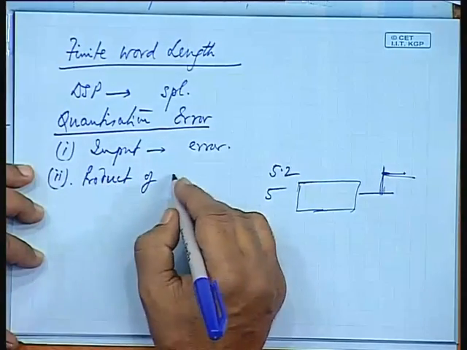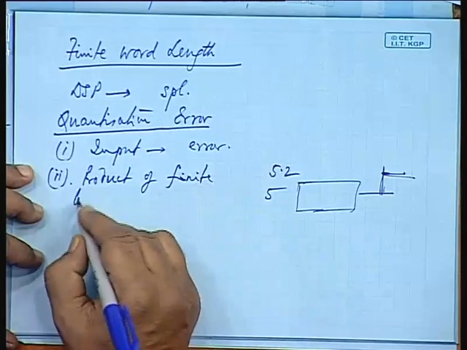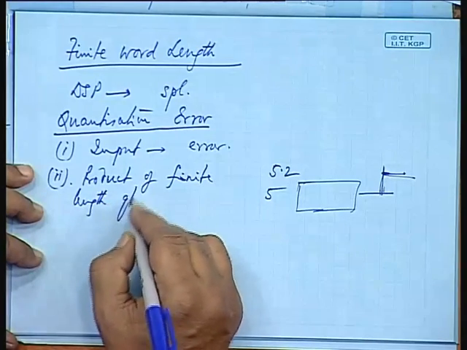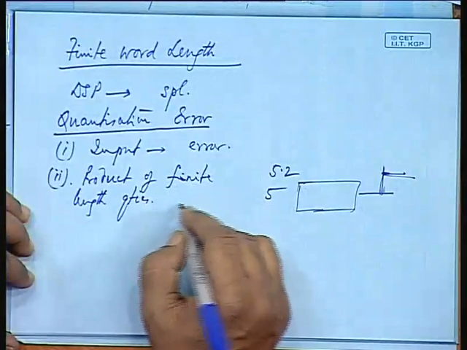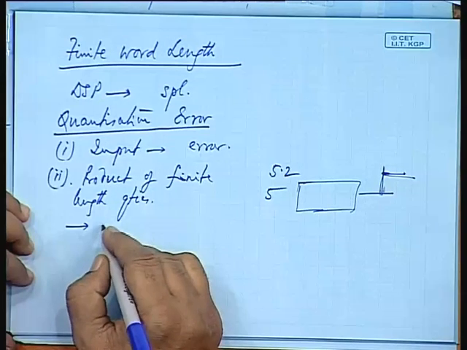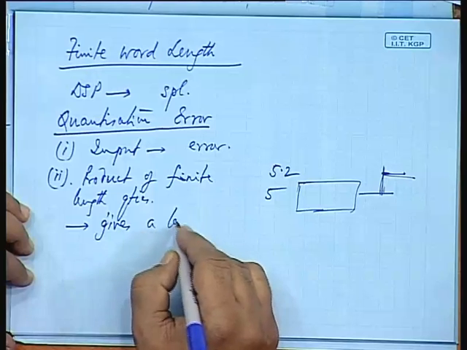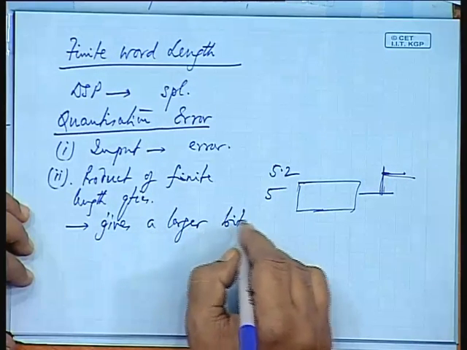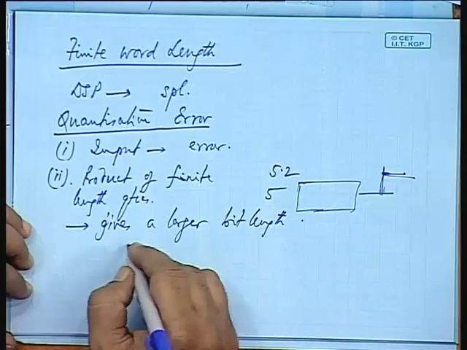Product of finite length quantities or variables, that is you can multiply by a multiplier or just two quantities, two variables may be multiplied, finite length quantities. So, the product will have, this gives a larger bit length. So, you have to truncate it.